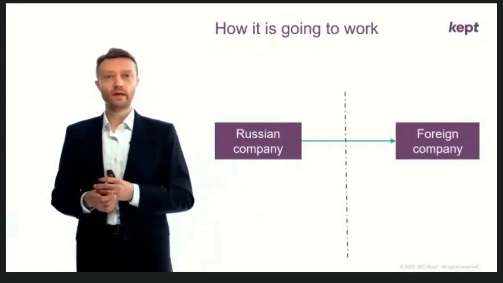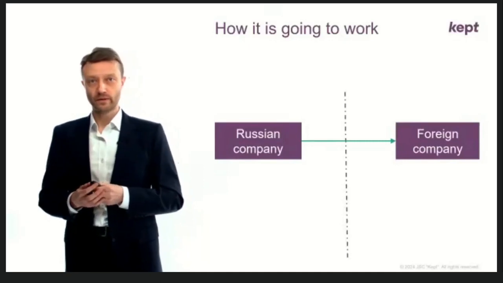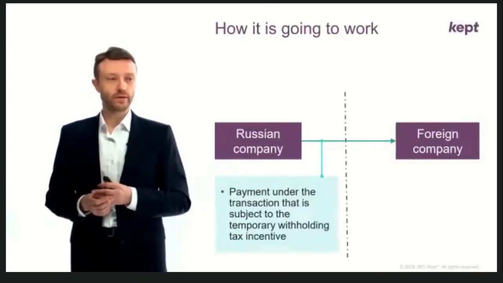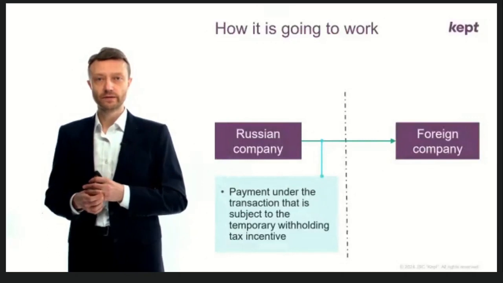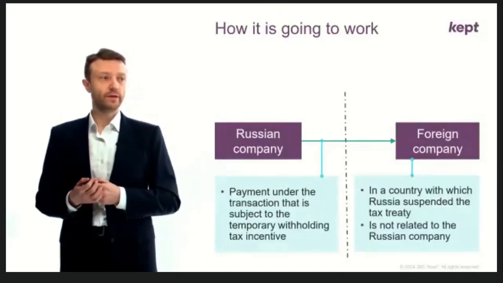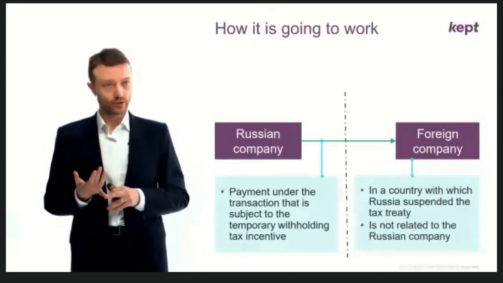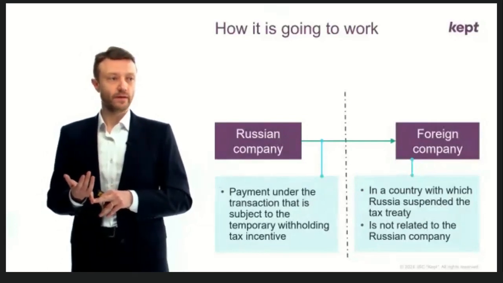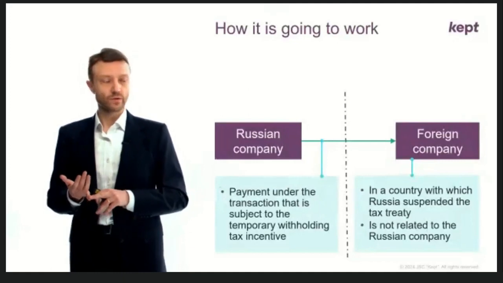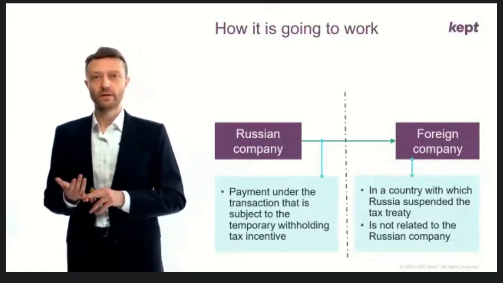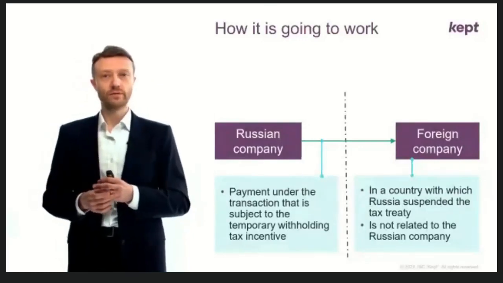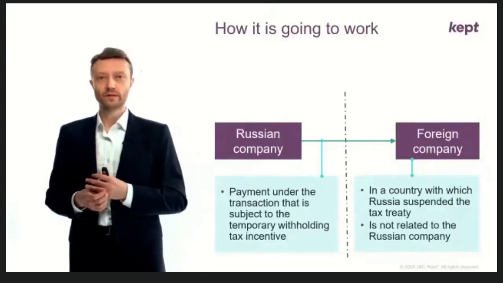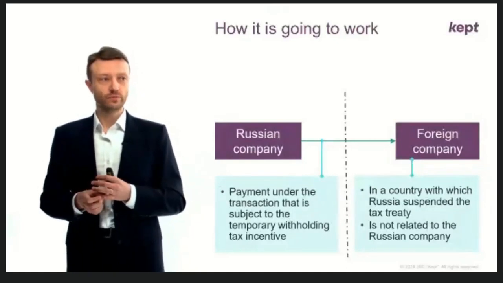But while the rules are applicable, how is it going to work? If a foreign company receives income from Russia and the payment falls under the type of income that's subject to the temporary rules, then the foreign company will need to make sure that it is not related to the Russian payer, and that it is in a country with which Russia suspended the double tax treaty, which is also important. The reduced rates only work in that case; for offshore states where there hasn't been a double tax treaty, the reduced rates do not apply.